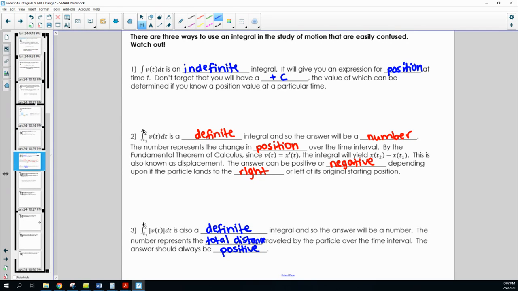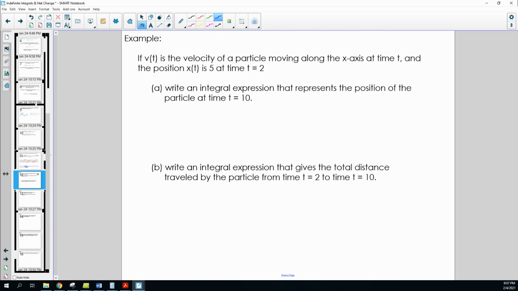All right, so let's look at a couple of real problems involving this stuff. If v of t is the velocity of a particle moving along the x-axis at time t, and the position x of t is 5 at time t equals 2, write an integral expression that represents the position of the particle at time t equals 10. So if I want to find the position, x of 10, that's what I'm trying to solve for. They give me this initial condition, and they said that the position is 5 at t equals 2. So that means x of 2 is equal to 5.